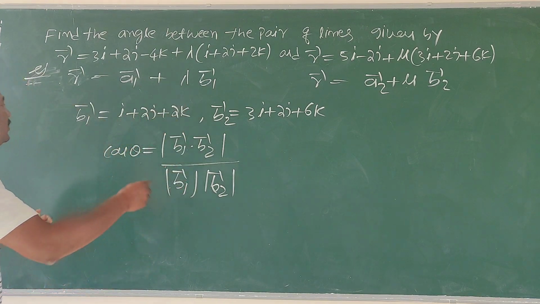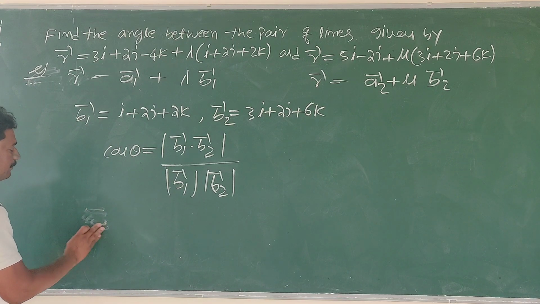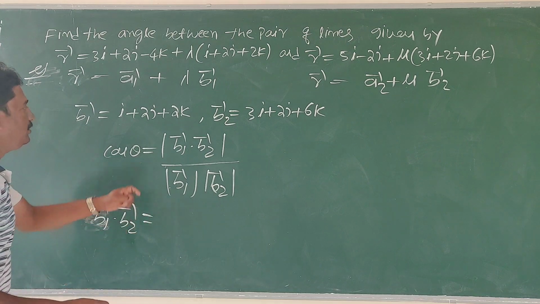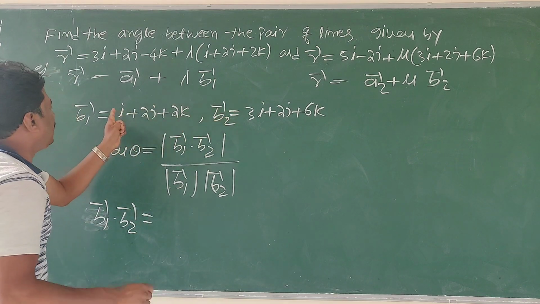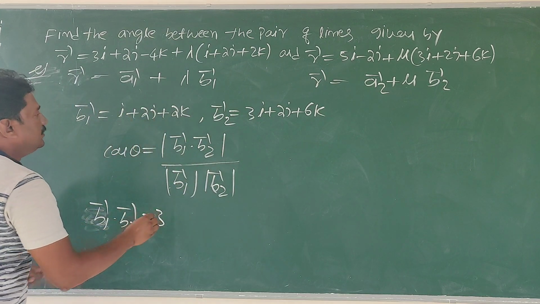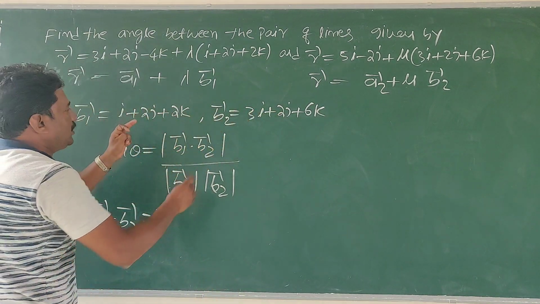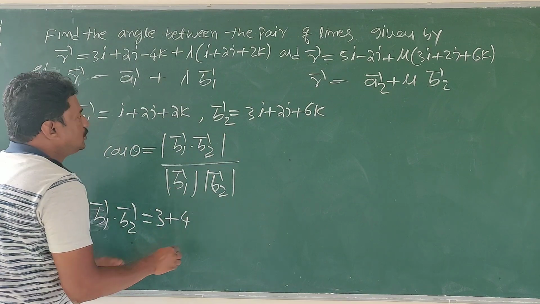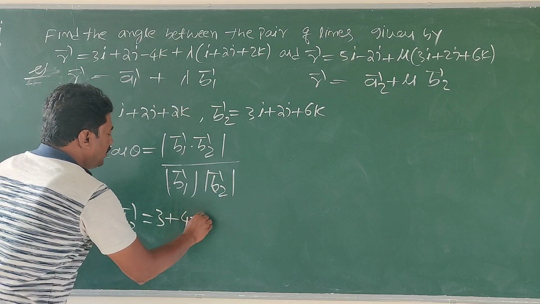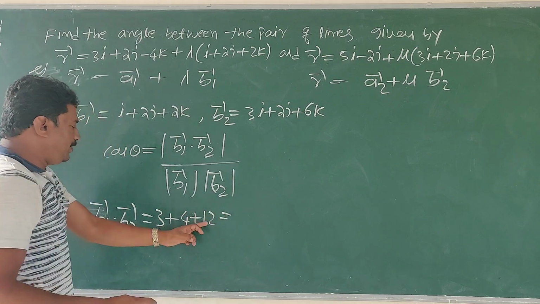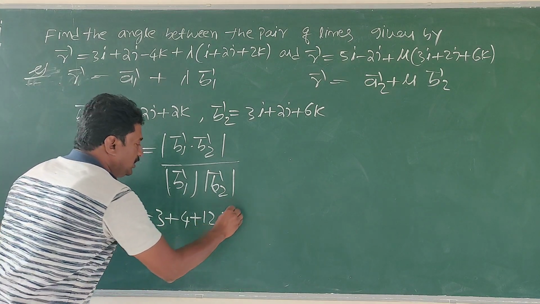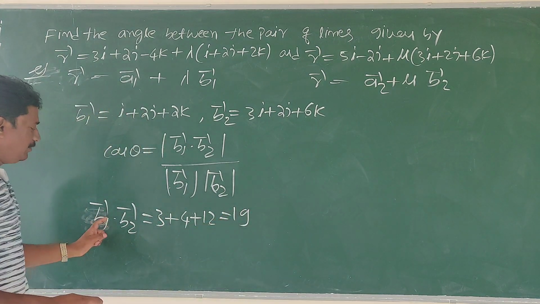So go for solving. b1 dot b2. Dot product: i coefficient 3 and 1, 3 ones are 3. j coefficient 2 and 2, 2 twos are 4. k coefficient 2 and 6, 6 twos are 12. So 12 plus 4 is 16, plus 3 is 19. So we got b1 dot b2 as 19.